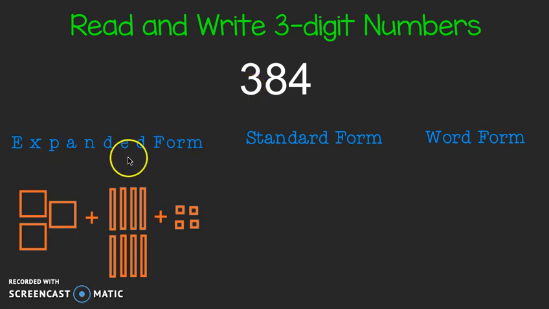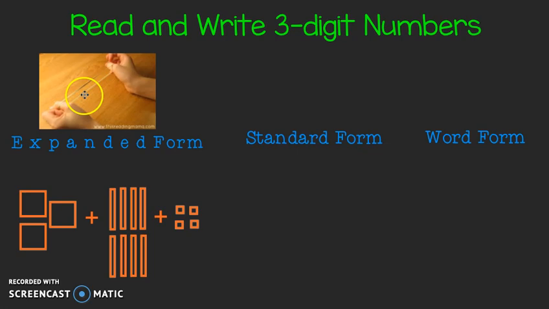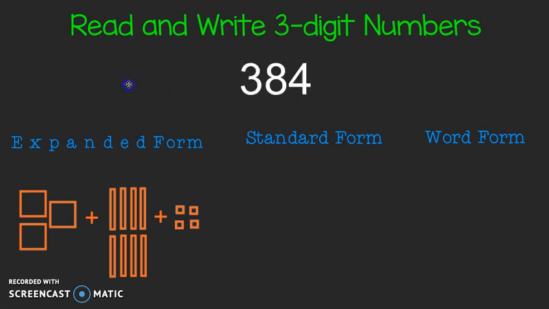So let's take a look at the first way, expanded form. We're going to expand out the number and look at each place and what it means. What does expanded mean? If we look at this picture of this person expanding out this rubber band, that's what we're going to do with a number. We're going to expand it out like we're pulling out a rubber band. We're not changing it. We're just going to pull out the value of each digit.